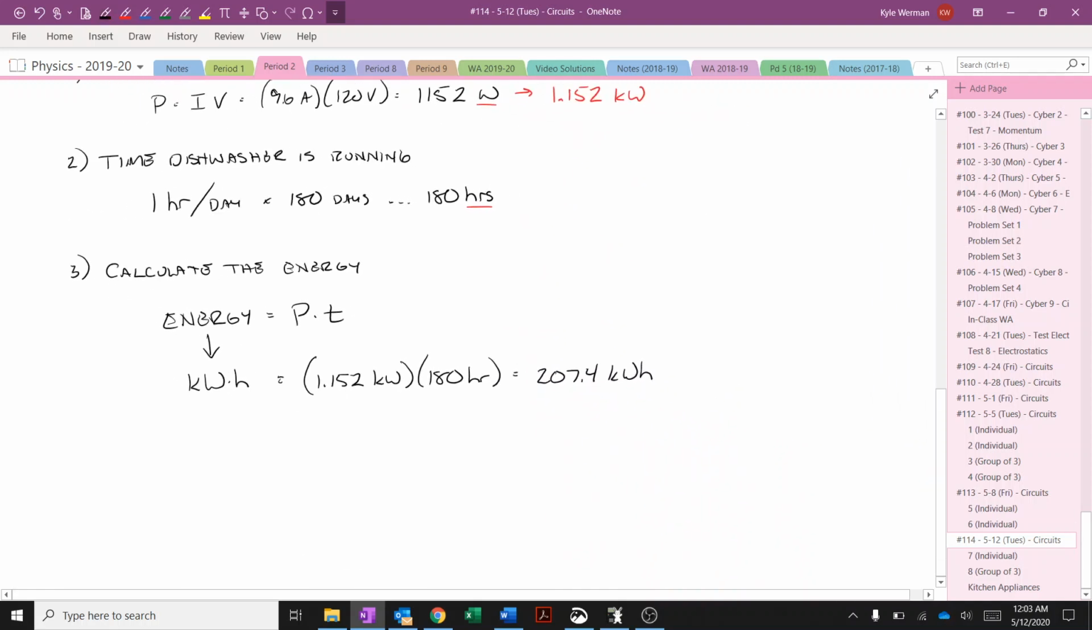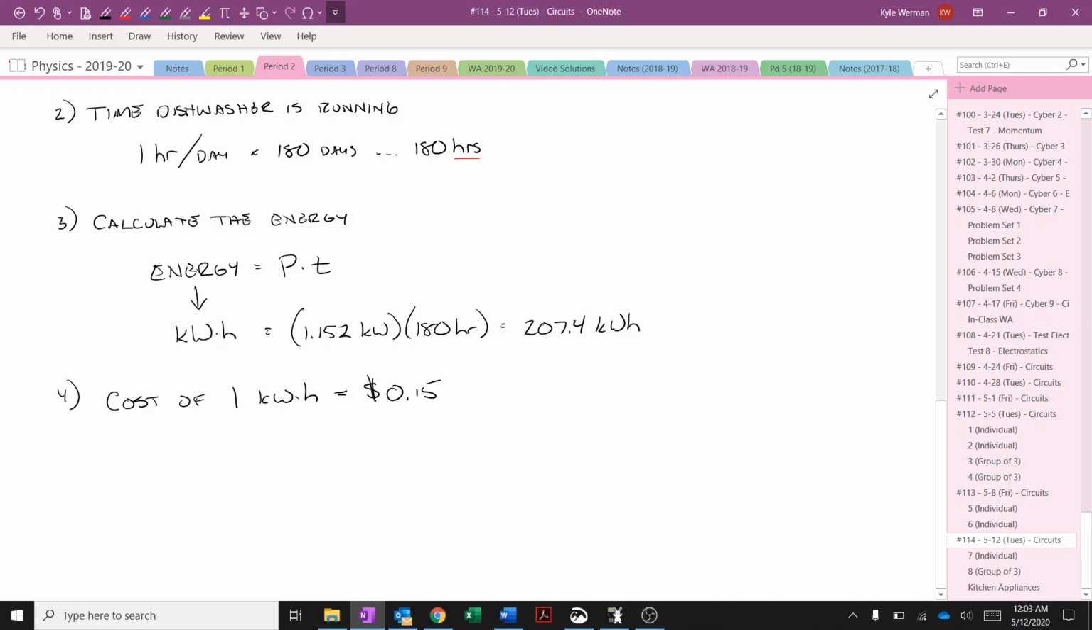So what does that actually mean, dollars and cents? Well, depending on where you're located and where you're getting your energy, the cost of 1 kilowatt hour is actually not that much. It might only be like 15 cents, right? And so if I'm consuming 207 kilowatt hours, well, if I want to know how much I'm spending to run my dishwasher, I'm going to take the 207.4 kilowatt hours, and I'm going to multiply it by the cost of 15 cents for every kilowatt hour.